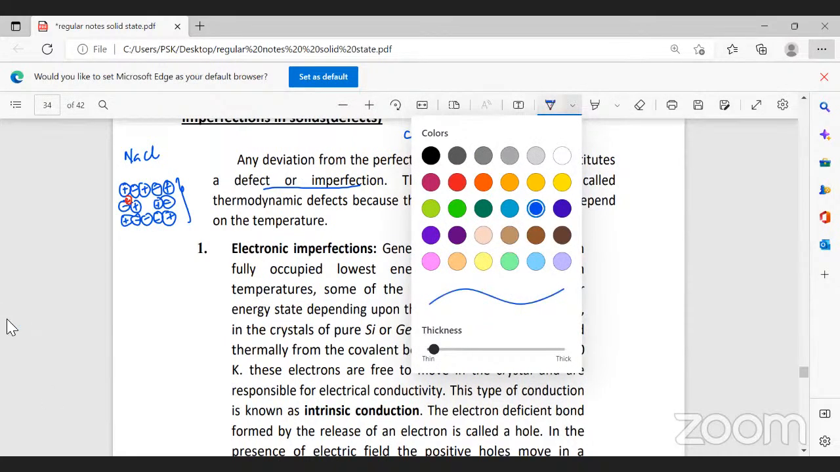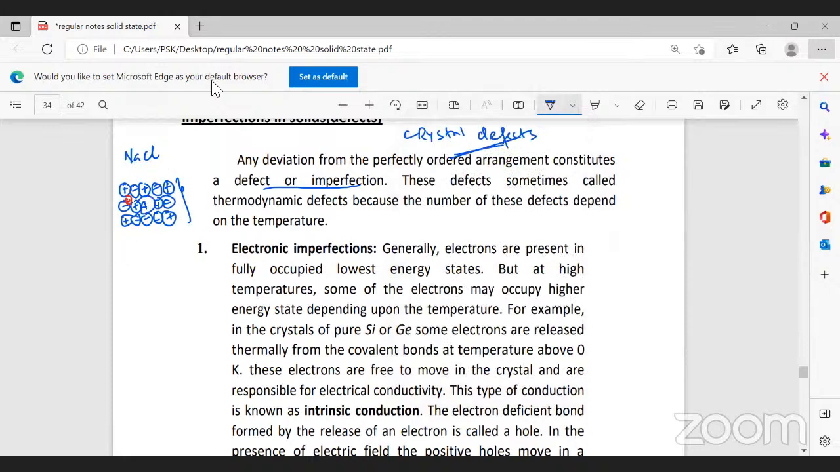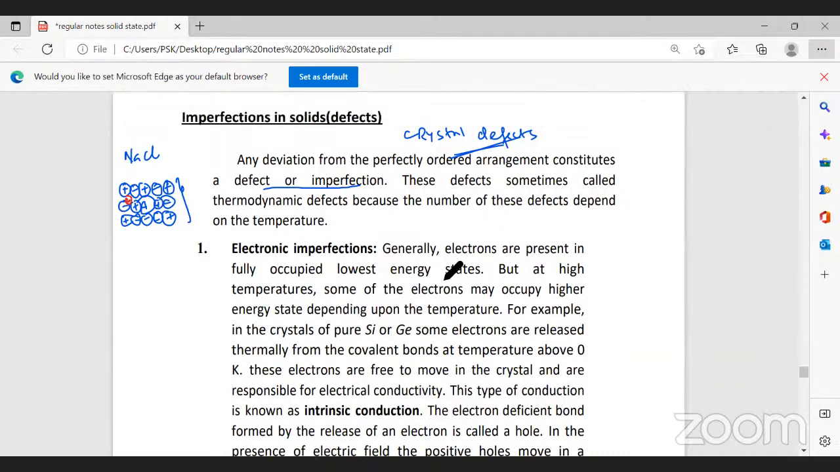Now I told you, if a crystal is arranged in a regular order, there is no imperfection. It will be called a perfect crystal. If an ion is missing from its lattice position, or if an ion is displaced from its original lattice position to some other place, then those are called crystal defects. Many varieties of crystal defects are there.